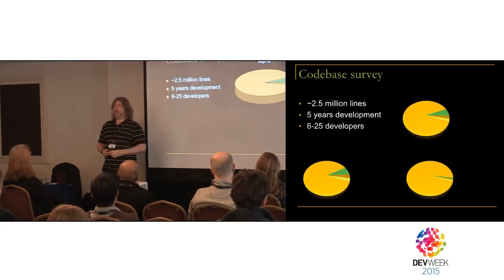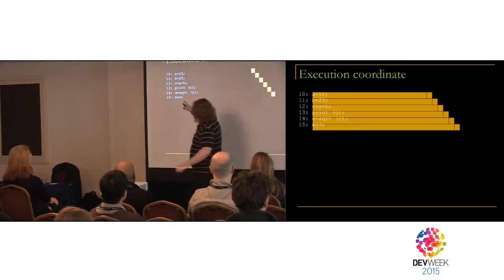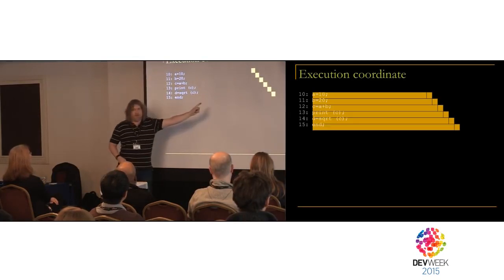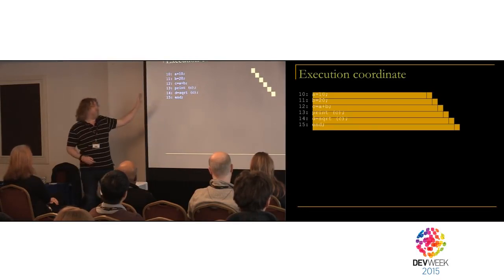So in Dijkstra's terms, this is a good execution coordinate, because the one thing, say line 13, represents both the position in the program and that instant in time. So that works. Okay?